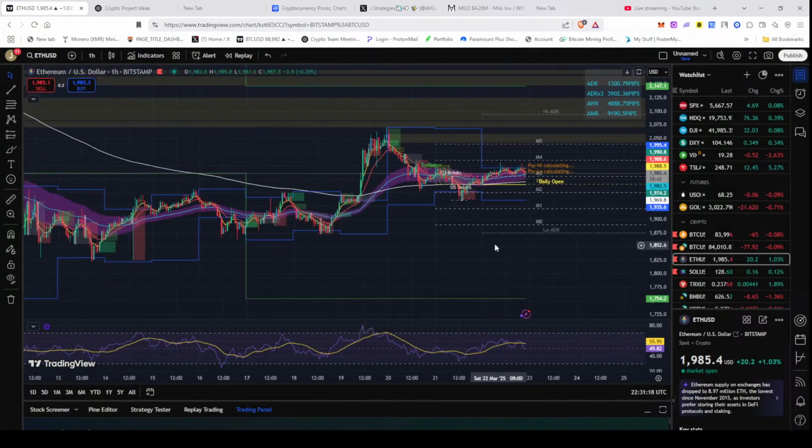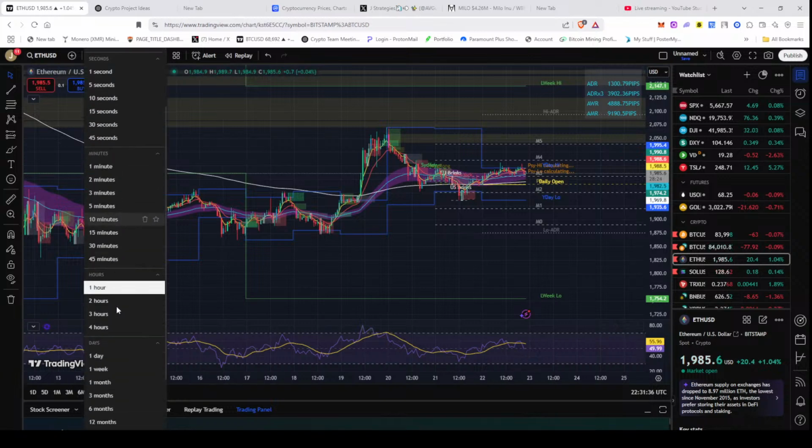Ethereum is back above the 200 EMA, which is basically this white line right here, which is good. We cross back over here. But we do see a downside on the RSI, so this is something that we want to pay attention to.